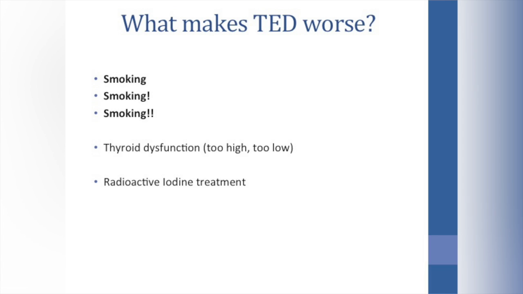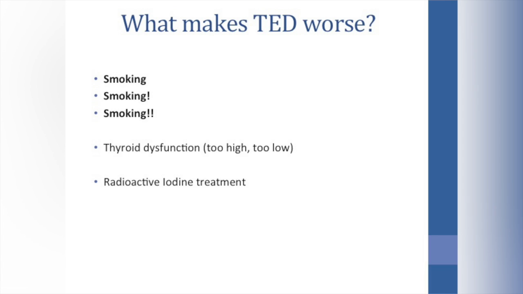So what makes thyroid eye disease worse? We say this every time we see a patient. Smoking, smoking, smoking. Whether it's you smoking or being exposed to smoke, that's the one thing we know that gives you an increased risk of your eye disease getting worse and response to treatment being poor.